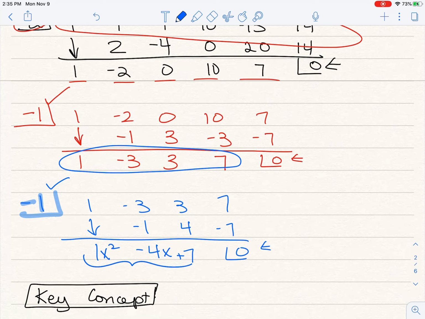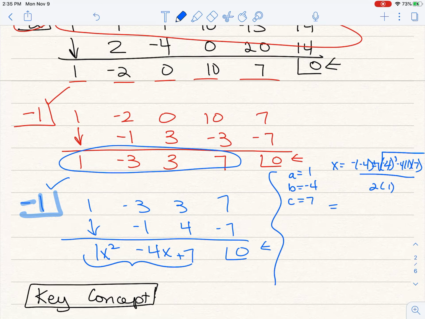So remember, this is 1x squared minus 4x plus 7. So we're going to use that where a equals 1, b equals -4, c equals 7. We're going to say x equals negative b plus or minus the square root of b squared minus 4ac, all over 2a. And we're just going to solve. We do get a negative in that root, which is okay. It's not scary. 16 minus 28, I think we get a -12. Yeah, we get a -12, which is fine.